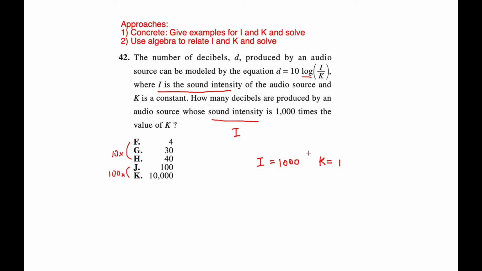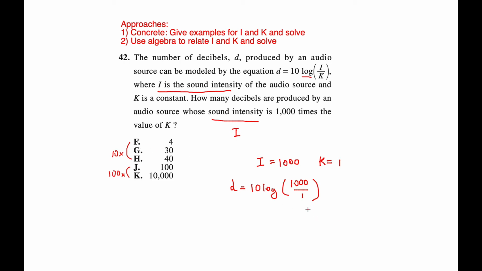Now, we just go to this equation and we plug in those values. So D is equal to 10 times log of 1,000 for I, and then 1 for K. And now we have 10 times log of 1,000. And there's a couple of different ways that we could simplify this. One is if we know how logs work, then we could just figure out that log of 1,000 is going to be 3. And so this would be 3 times 10, which is 30, and G would be correct.